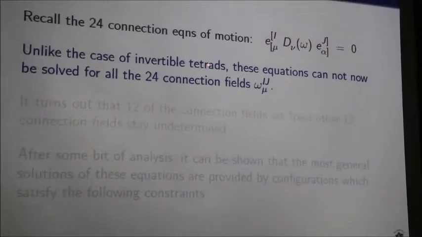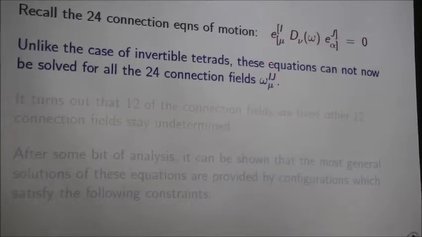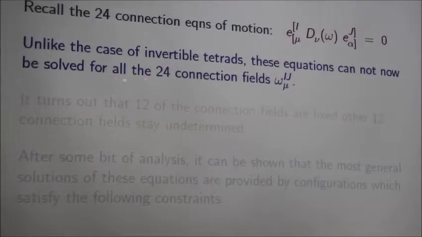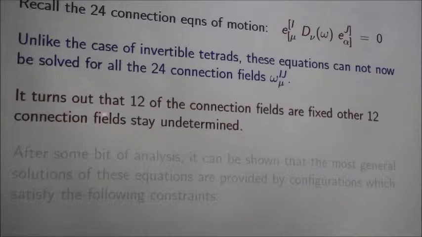Now, unlike the case of invertible tetrads, where these 24 equations could be solved completely for the 24 connections, here they cannot be solved for all the 24 connection components. Some of them will stay undetermined because there are fewer equations, because E is degenerate. It turns out that 12 of the connection fields are fixed through this set of equations, and 12 connection fields stay undetermined.